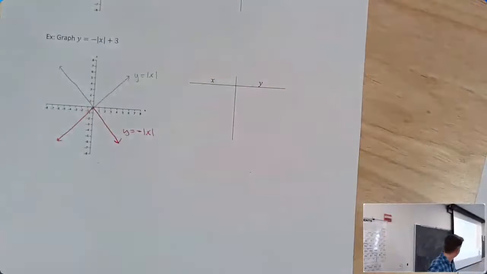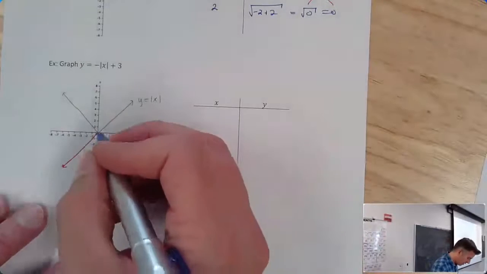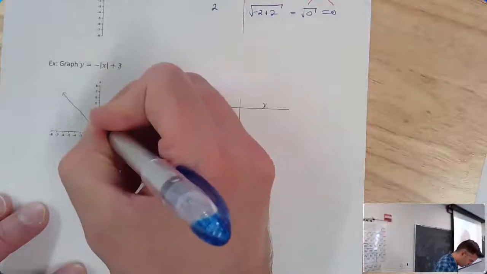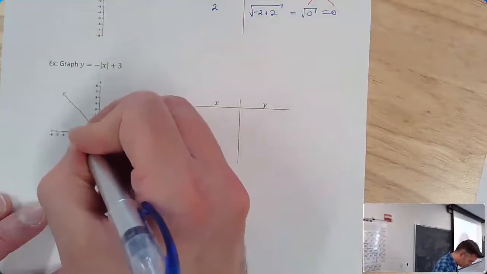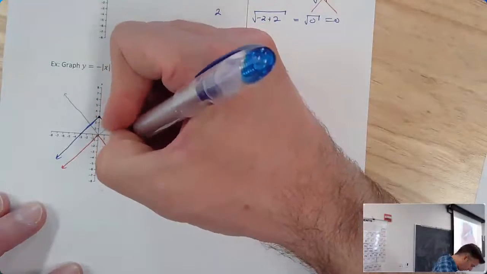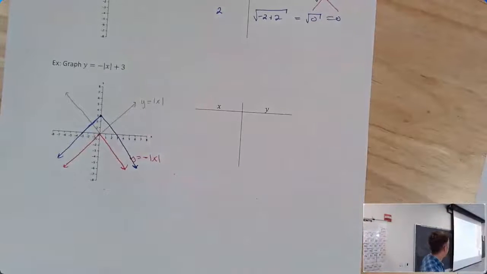x. And finally, our last final result, we're going to shift this up 3. We're going to get 1, 2, 3. So we're just moving that up 3, and we're going to get this final actual graph.